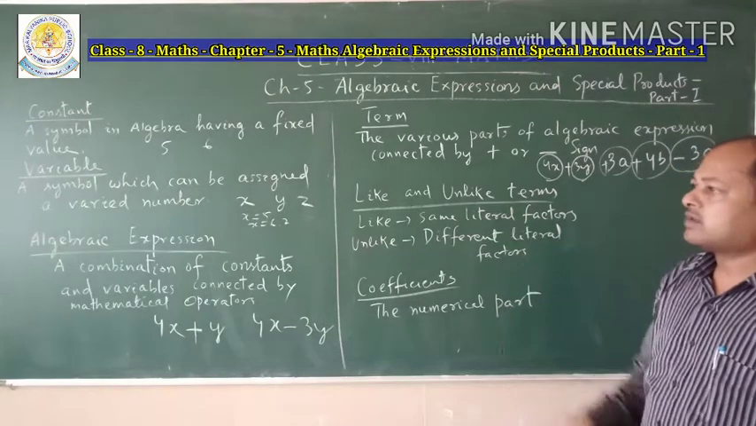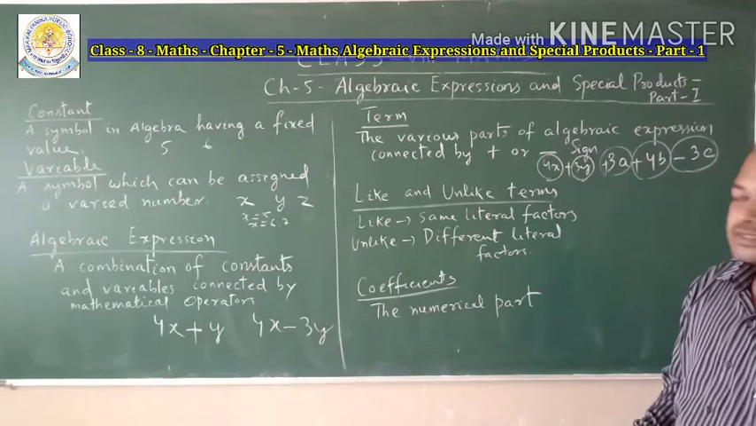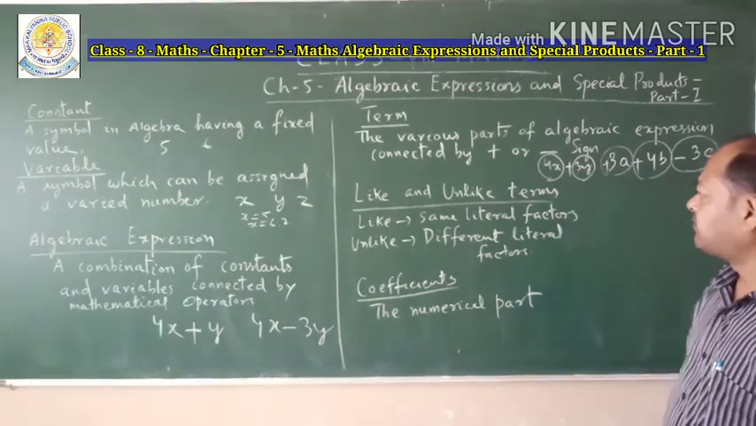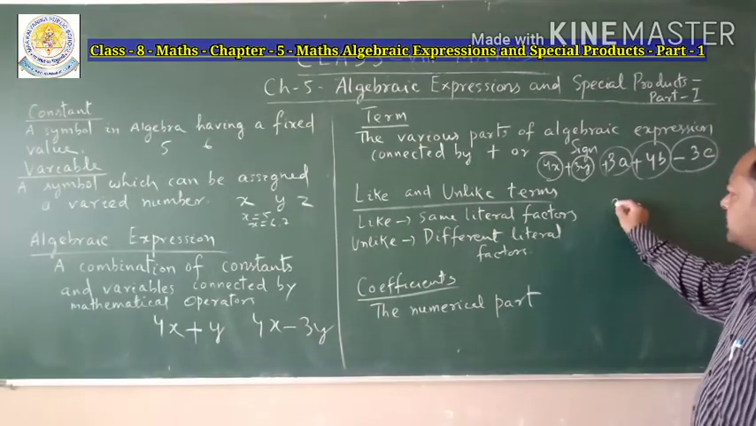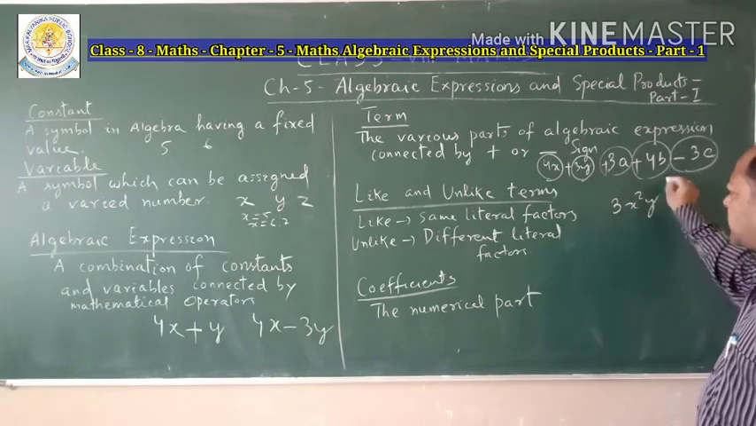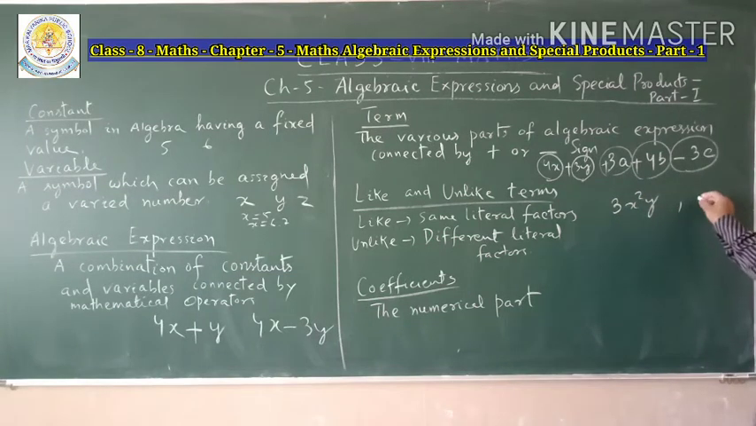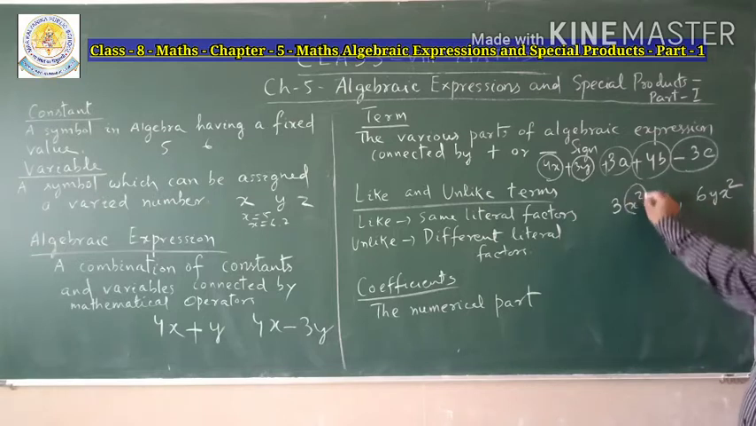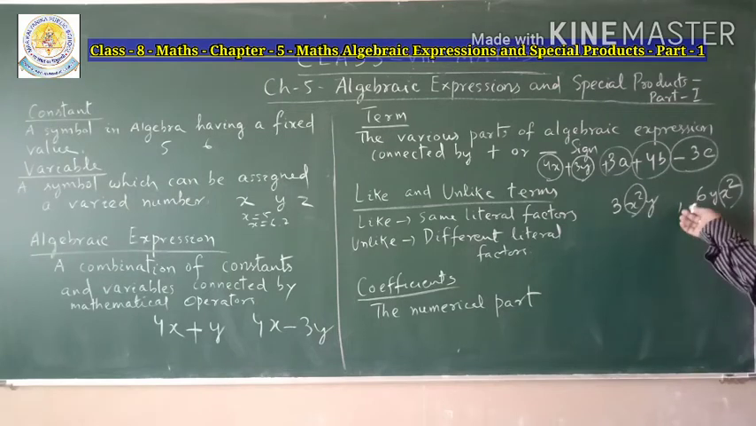Now we'll see what I mean by like and unlike terms. Like terms mean terms with the same literal factors. Suppose I am writing here 3x square y, and another term 6y x square. You see here, in both cases x square is present. That means both have the same literal factors, so they are called like terms. Now what are unlike terms?